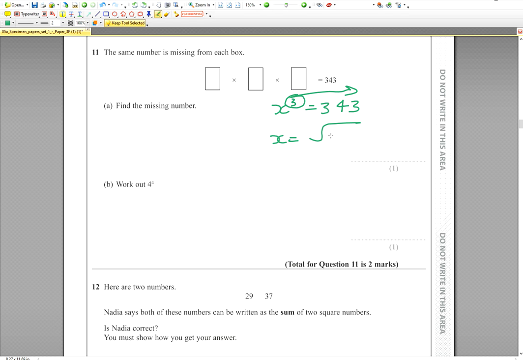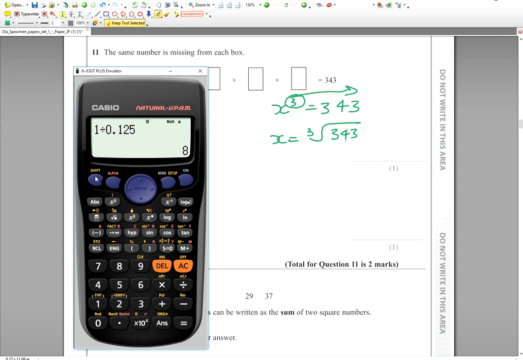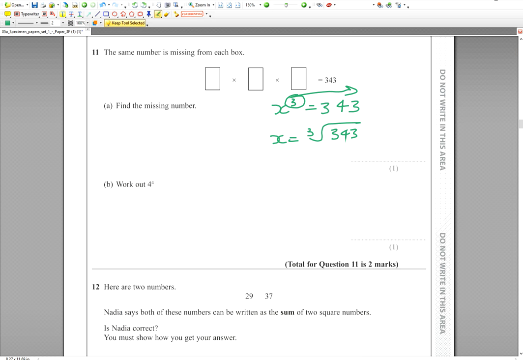Well done. Okay, so 343, and it has a little baby 3 over here, and you will see that on the calculator. We grab the calculator and we press shift, that one there, cube root, 343, equals, and that's nice, beautiful, 7. Okay, are we happy with the 7? That 7 looks a little bit funky.